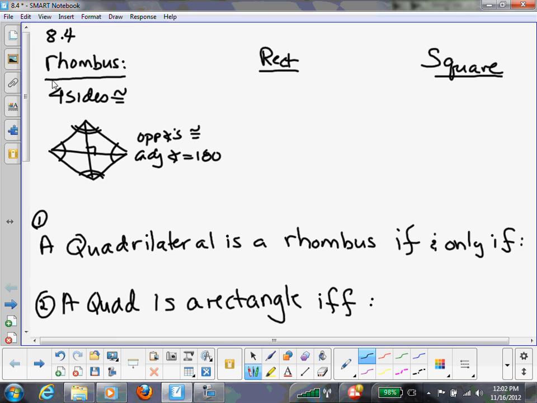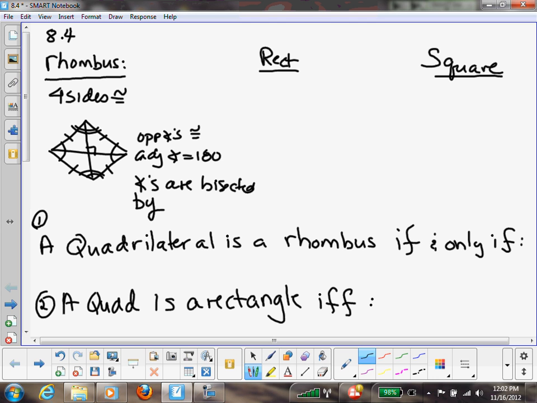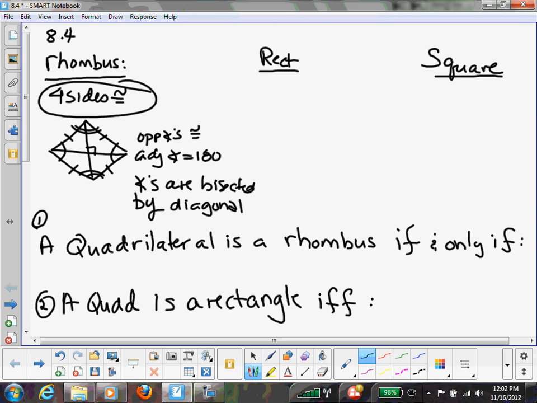And we know that all the sides are congruent. What's interesting in this case is that the angles are bisected by the diagonal. But the main thing that we're going to say about a rhombus is that the four sides are congruent. So if we have four congruent sides, we can say we have a rhombus, if that's the only thing that we can say.